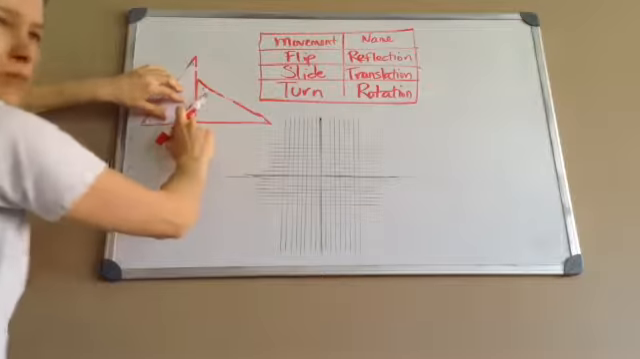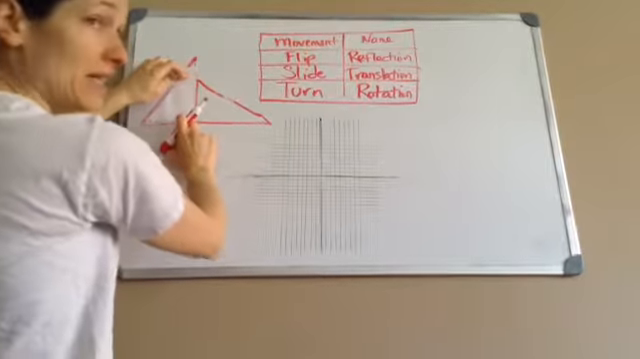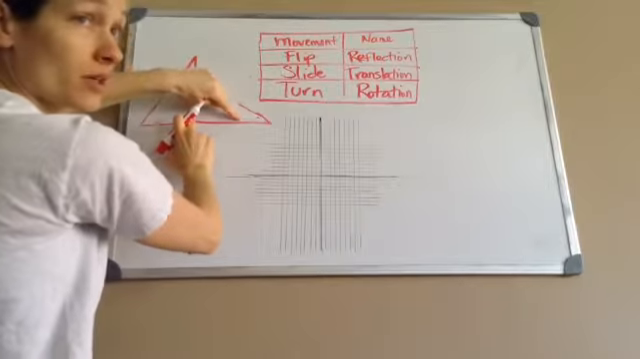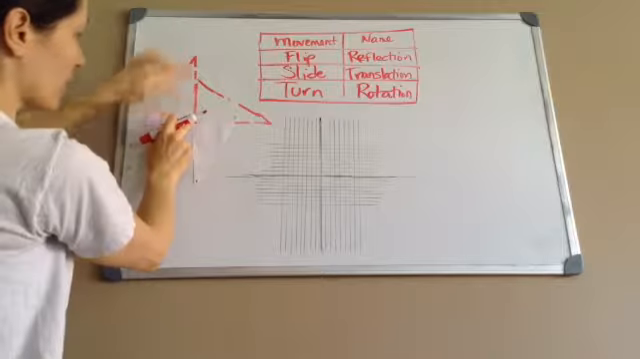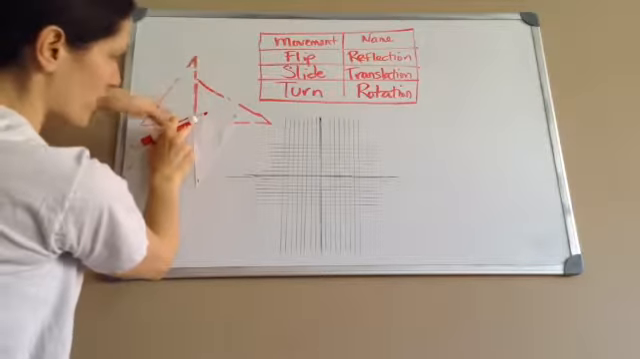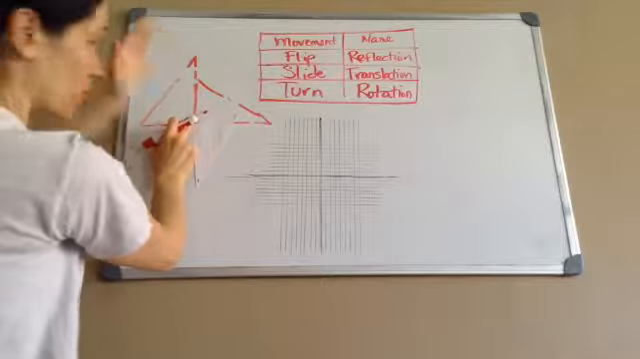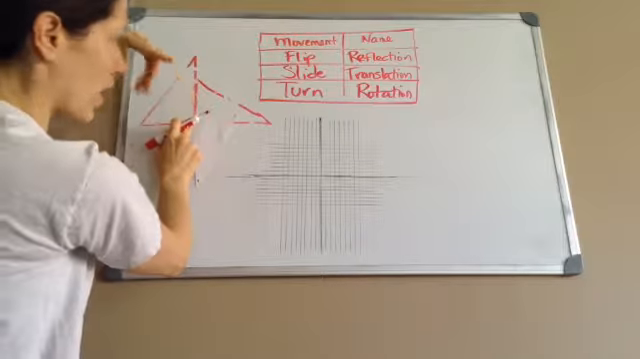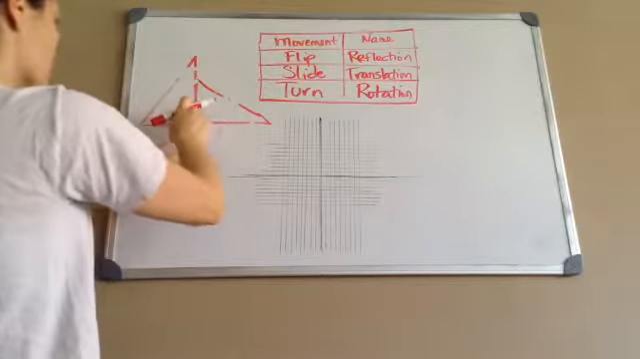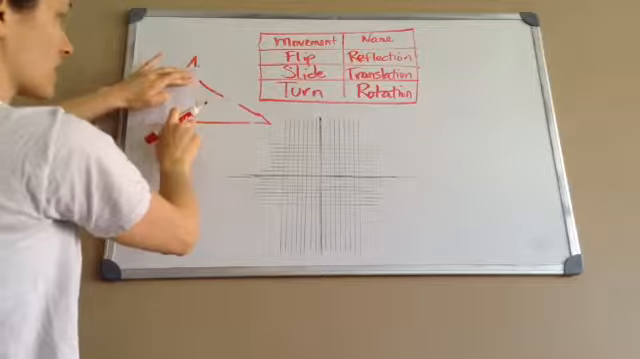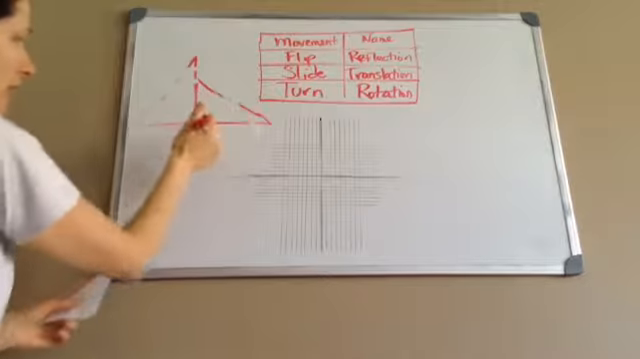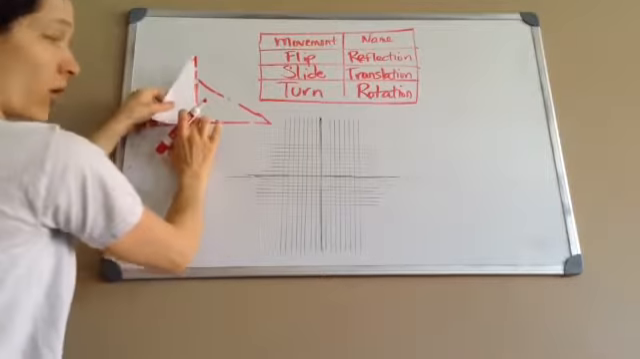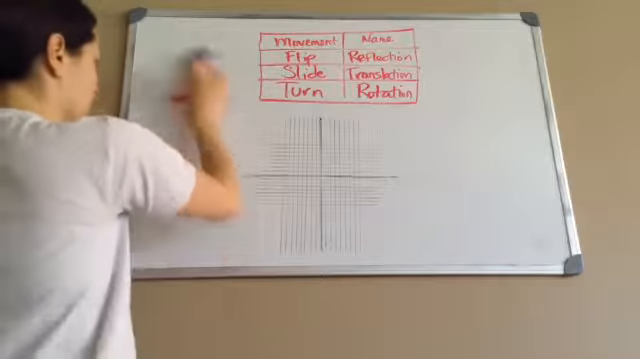Now, hopefully you remember turns. This would be a 90 degree turn. 180: from here to here, I made a 180 clockwise turn, meaning it goes the way the clock goes. 270, 360 turns. Turns rotate around the middle part. So that's just a quick overview of that.